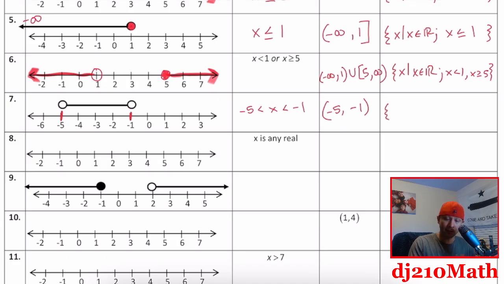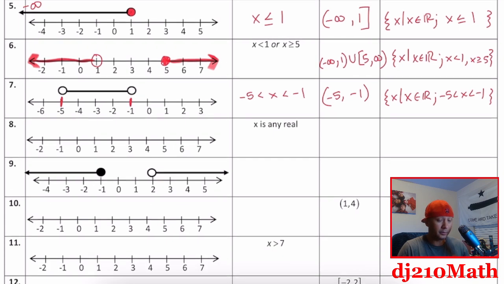Curly bracket for set notation, always. The thing we write, x such that x is a real number, and then the inequality that's involved, negative 5 less than x less than negative 1.